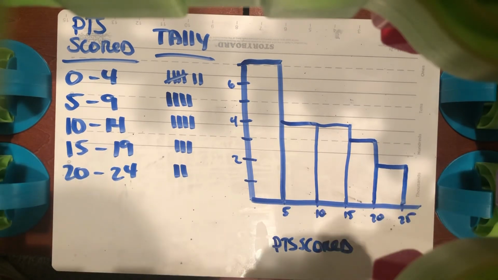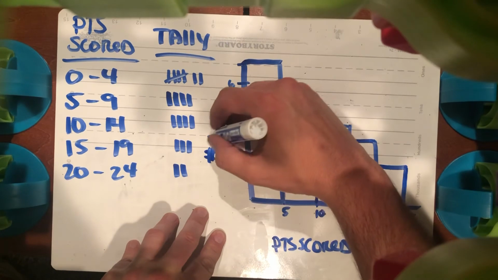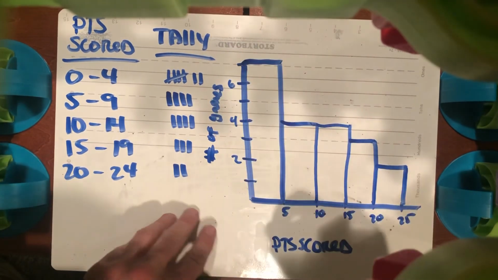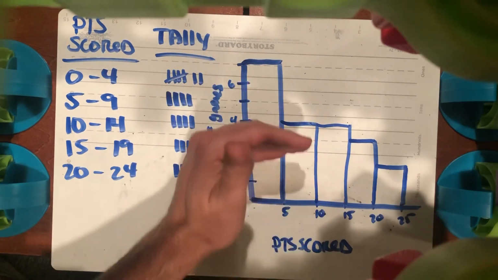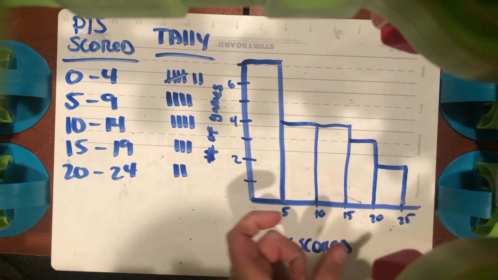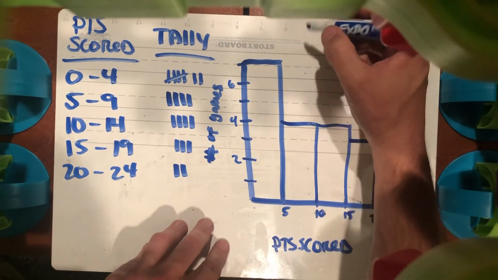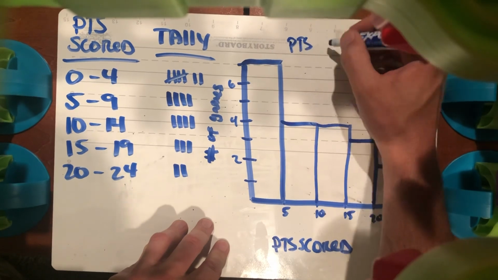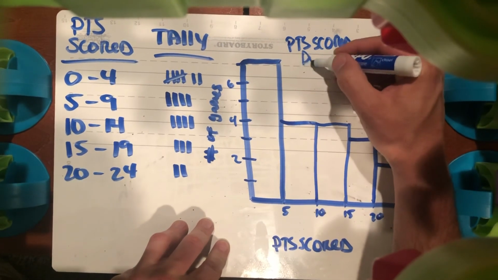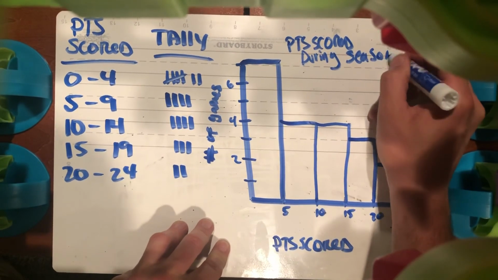All right, we are missing number of games. So the height of each of these bars represents how many games they scored that category of points, if you will, that category being a numerical high and low value. And then we need a title. So points scored during the season, because this was obviously 20 games, which is an entire season.